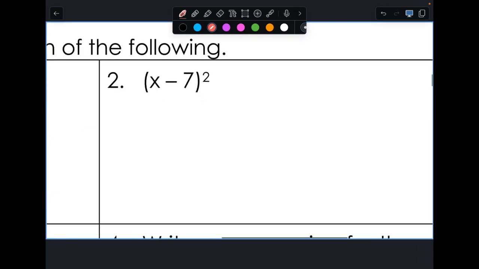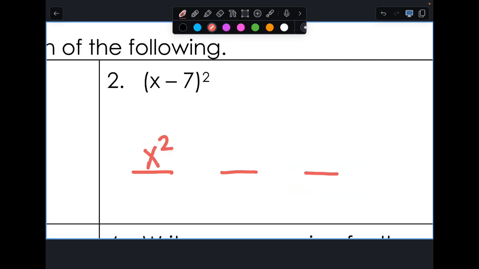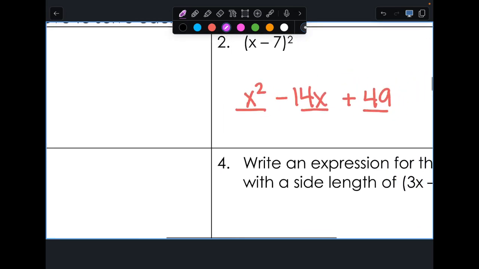Let's look at number 2. You end up with 3 terms, right? For the first term, you square the first term. What's x times x? X squared. For the last term, you square the last term. What's negative 7 squared? Negative 7 times negative 7, positive 49. For the middle term, multiply the two. X times negative 7, negative 7x. Now double it, negative 14x. Questions? All right, let's try one more. Everybody got this? Caught up?